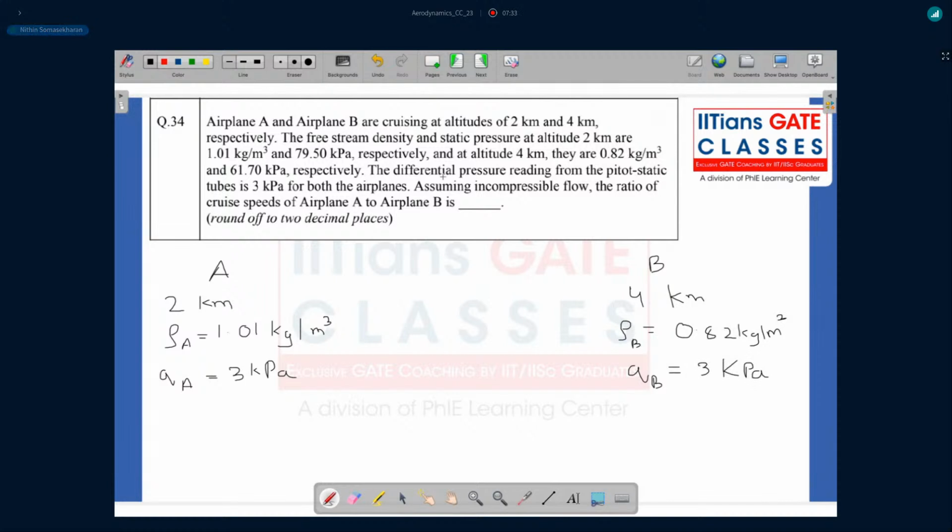So assuming incompressible flow, the ratio of cruise speeds of airplane A and airplane B are. So they want us to find what is VA divided by VB, right? So we know that your dynamic pressure is nothing but half density times velocity square, which is basically 3 kilopascals in both cases. So let's use that.